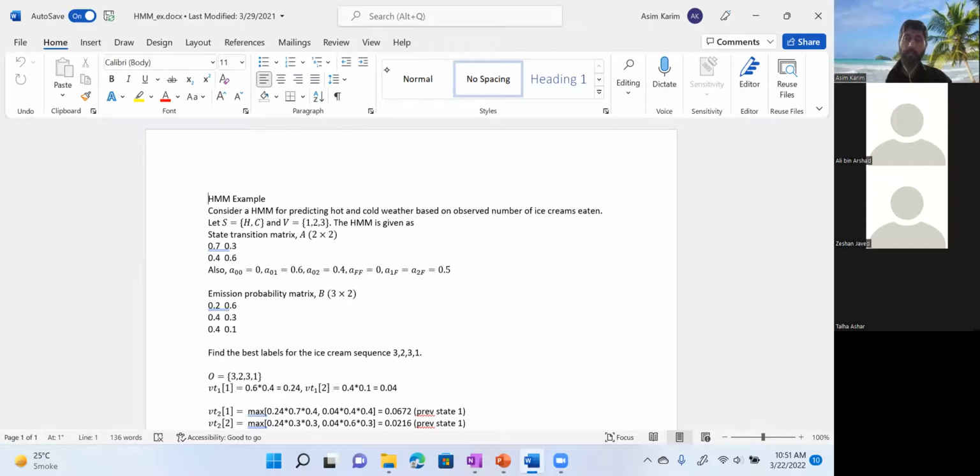So we have two possible states, H and C, hot or cold, and we have three possible events, meaning he eats one ice cream, two ice creams, or three ice creams. So there are three possible events. So vocabulary size is 3, state size is 2. Of course, there will be a starting state and a final state as well. So do you understand this problem?